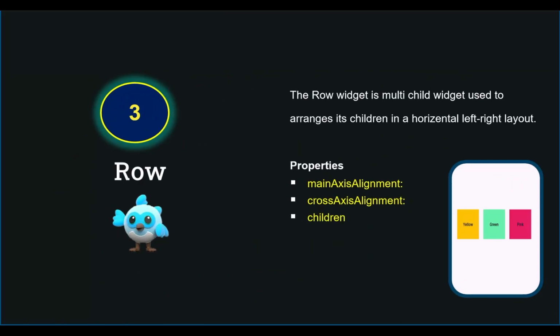Now let's discuss the row widget. The row widget is a multi-child widget used to arrange its children in a horizontal left to right layout. The row widget has properties: main axis alignment, that is along the x-axis, and cross-axis alignment, that is along the y-axis, in children.